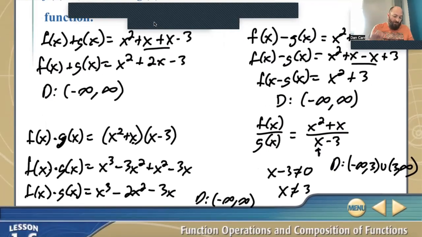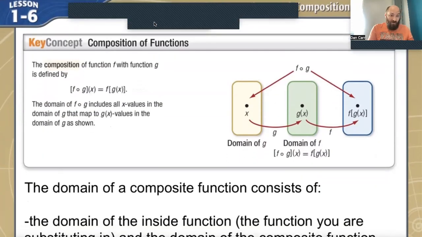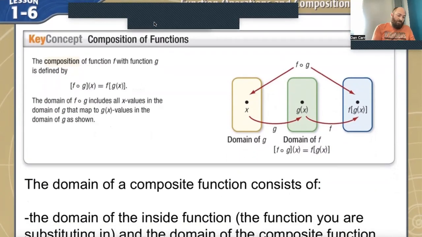Okay, so that's our first operations. The next thing we're talking about is what's called the composition of functions. A composition of a function, we look at this one, we read it as f of g of x. Basically, it looks like this. The domain of f of g is all the x values that would be part of the domain of g that also map into the function of f. Basically, we're taking the entire g of x function and plugging it inside the f of x function.